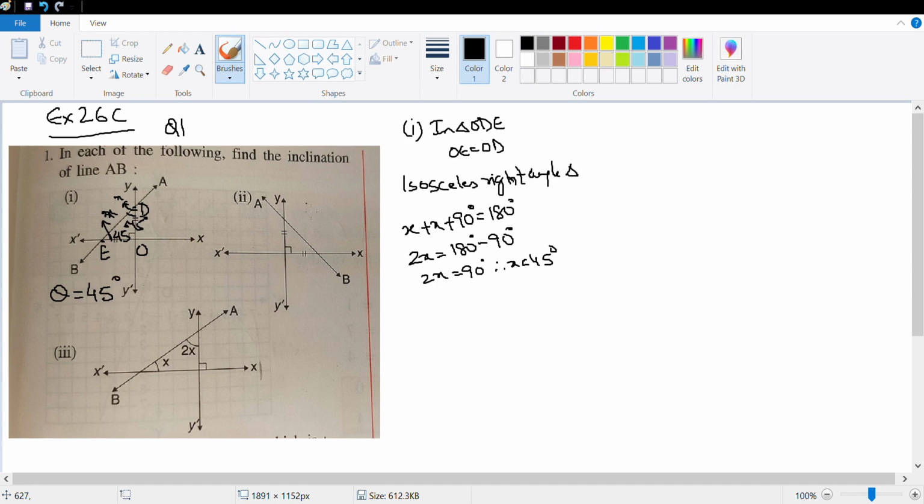Let's look at the second part. What do we have to calculate? We have to calculate only the inclination. So we've calculated the inclination as 45 degrees. If I were to calculate the slope, in case the question was asked, m is equal to tan theta, which is tan 45 degrees, which is 1. Perfect. Now let's look at the second one.